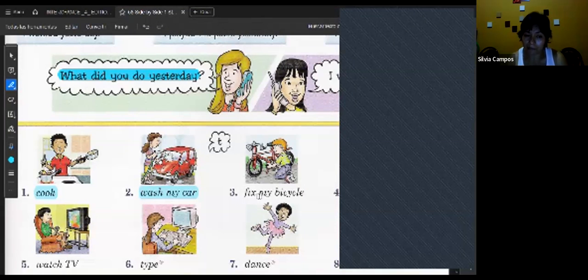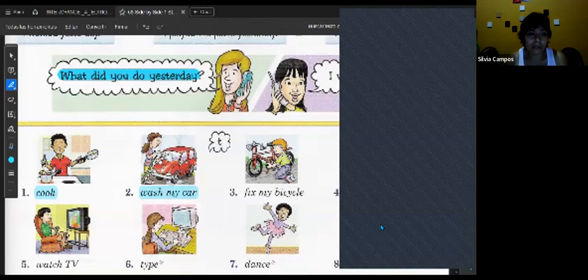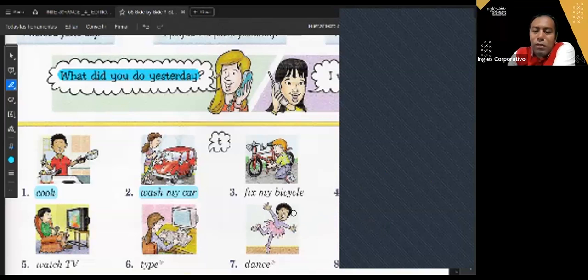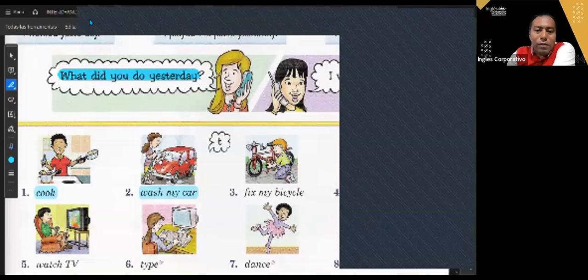I washed my car. Number three, I fixed my bicycle. What did you do yesterday? Noé. What did you do yesterday, Noé? I fixed my bicycle. Excellent, very good, Noé. Very good.